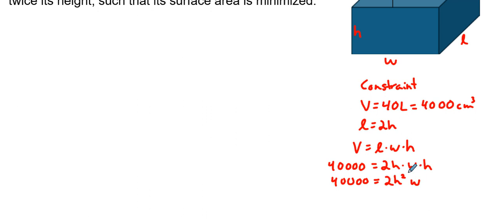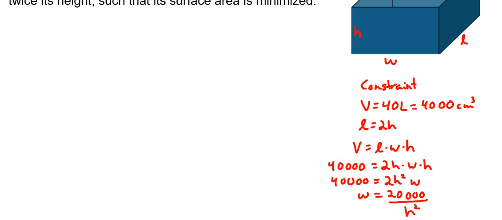And it's much easier to rearrange this just for W. If we rearrange for H, we'll have a square root, and that's just not going to be as nice to work with. So let's rearrange for W. And we do that by dividing both sides by 2H squared. So it's 40,000 over 2H squared. 40,000 divided by 2 is 20,000. So 20,000 over H squared. Excellent. So that's our constraint work.